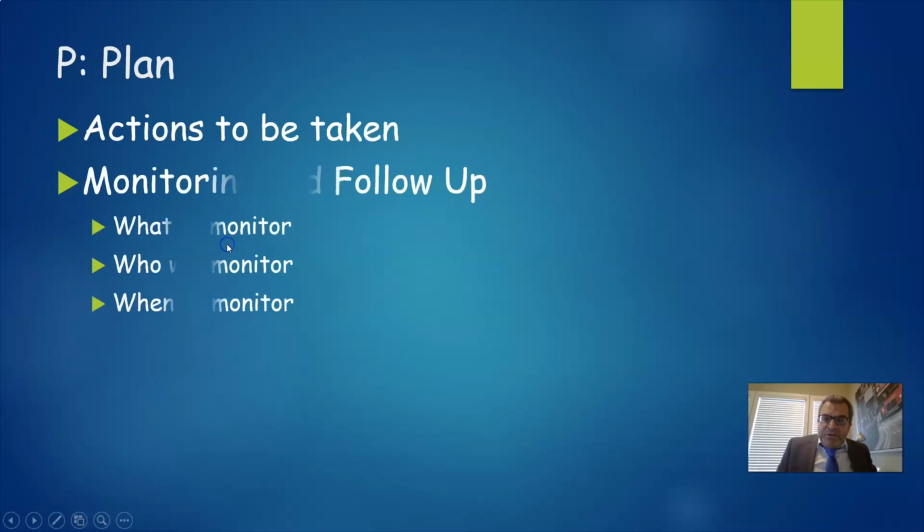Also in the plan, you need to mention the monitoring and the follow-up. So what do you need to monitor? For example, if you are treating a patient with diabetes, do you need to monitor hemoglobin A1C, diabetes complications, and blood sugar, right? And who will monitor? Is it the doctor, or the pharmacist, or the patient, for example, monitoring blood sugars at home? And then when to monitor, at what time you need to monitor these follow-up parameters.